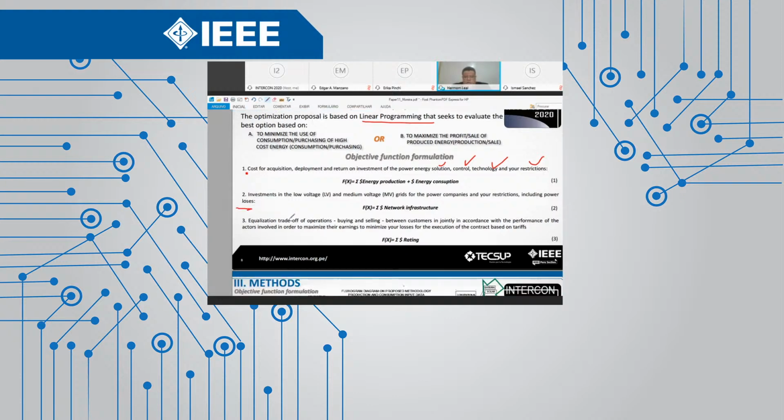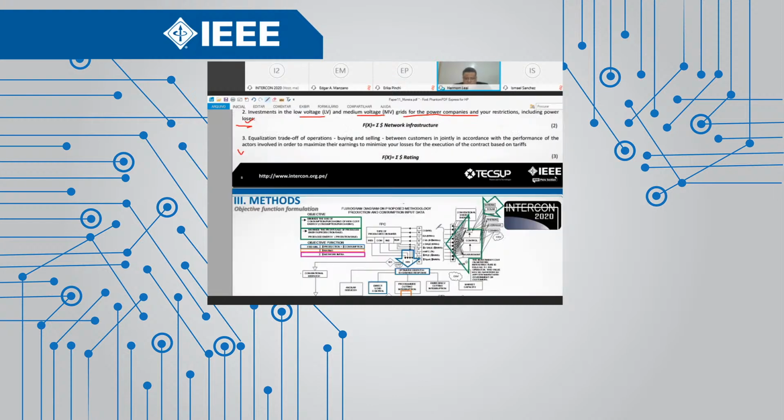The second point of our objective function is about the investment in low voltage and medium voltage grids of the power companies and their restrictions, including power losses. And the third part of our objective function is the equalization trade-off of operations, buying and selling between consumers, in accordance with the performance of the actors involved, in order to maximize their earnings and minimize their loss for the execution of the contract based on tariffs.